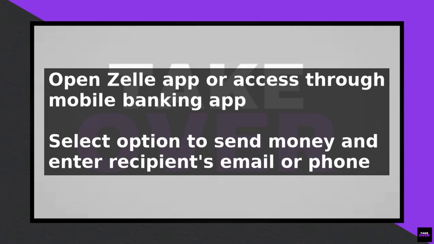Next, enter the amount you want to send and add a memo or note to the payment if you want. Review the payment details to ensure everything is correct. Then, confirm the payment and the money will be sent directly to the recipient's bank account.